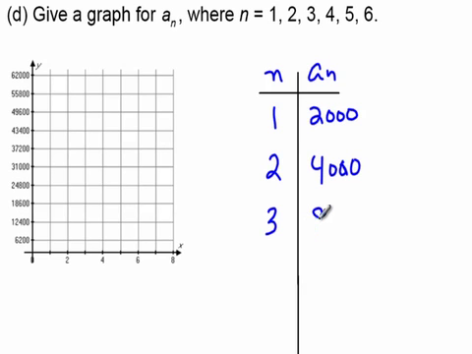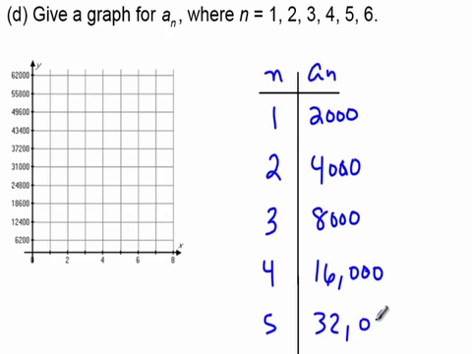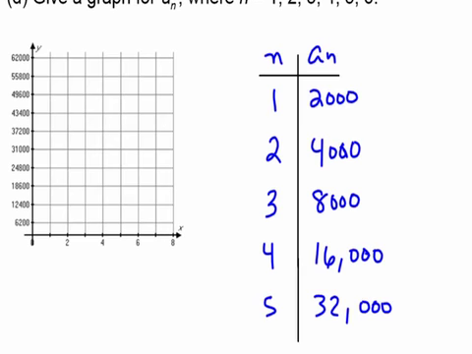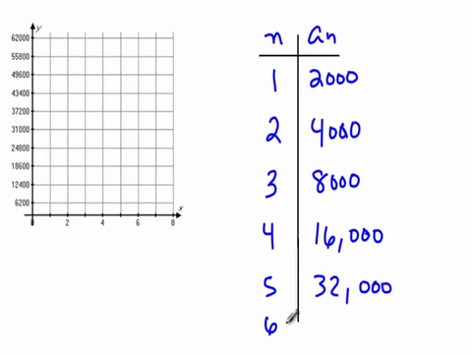N equals 3, we're at 8,000. N equals 4, we're at 16,000. N equals 5, we're at 32,000. And at n equals 6, 64,000. And we'll go ahead and plot these points.